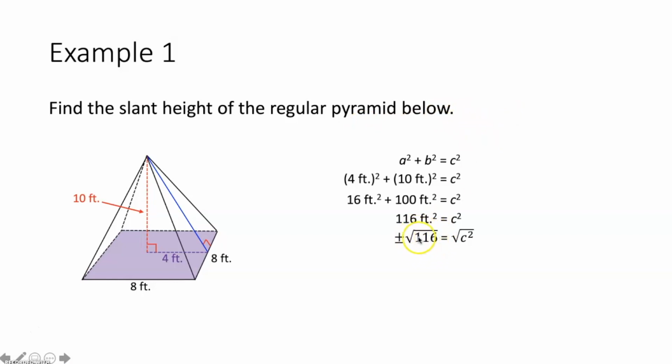So I need to simplify this radical, which means I need to break it up into two radicals that multiply together to make rad 116. And one of those numbers inside my radicals has to be a perfect square. So what perfect square goes into 116? How about 4? So I'm going to break rad 116 up into rad 4 times rad 29. Now we chose 4 because that's the perfect square. The square root of 4 is going to be 2. Rad 29 is going to stay rad 29. 29 is a prime number. And because we're dealing with side lengths or measurements in a pyramid, we can't have a negative slant height. So we're just going to take the positive version here, the principal root, and we're going to say C is equal to 2 rad 29 feet.